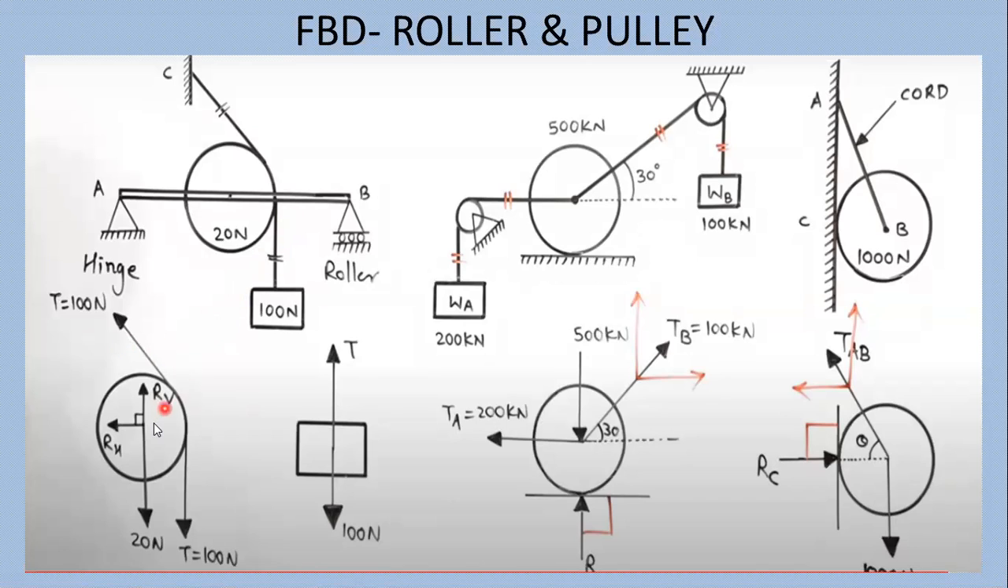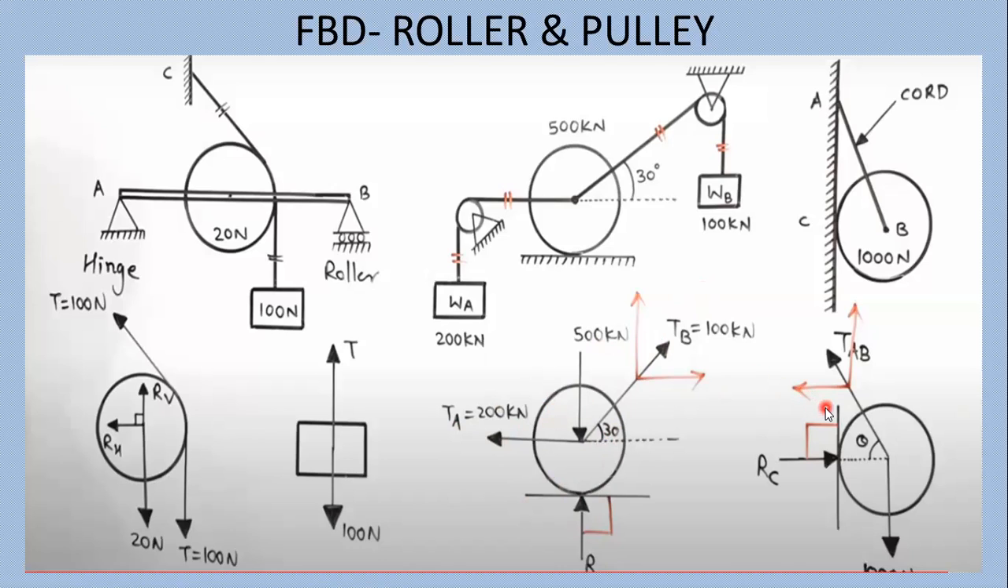Now here there are two FBDs, one for the roller and one for this 100 Newton object. For the central object, you are having only one FBD for the circular object. Here you can see two forces are there, one is 200 kilonewton and one is 100 kilonewton, which are acting in the cord. The third force is the 500 kilonewton, which is acting downward, and the reaction is acting in the upward direction. So total 4 forces are there here.